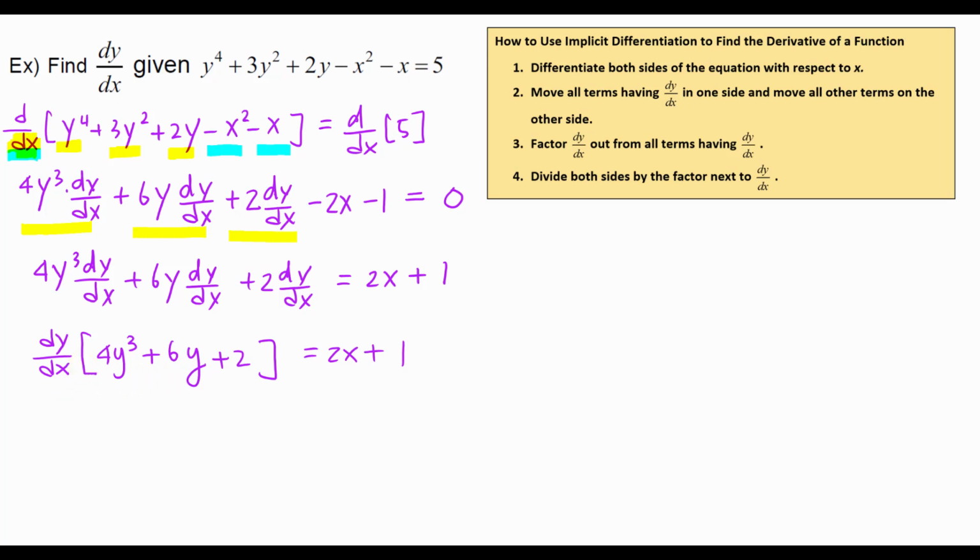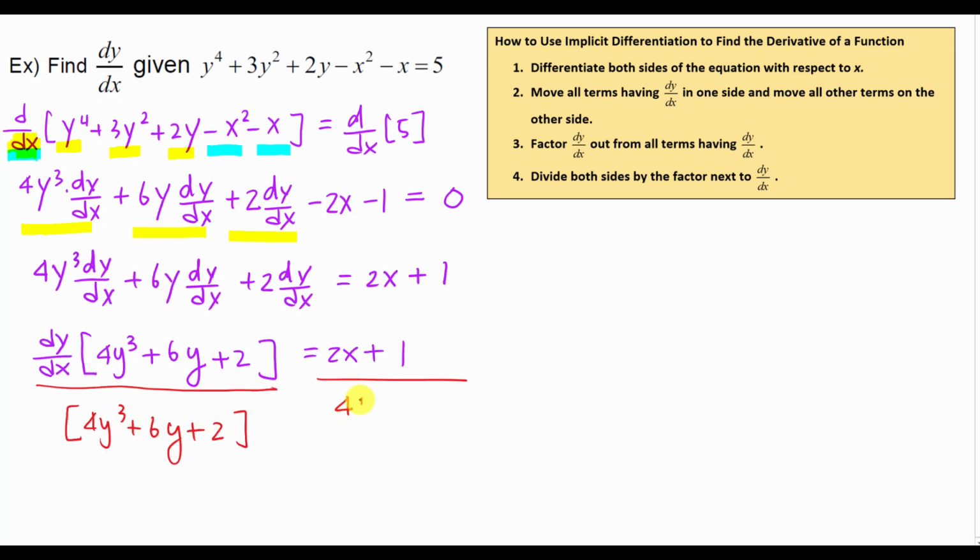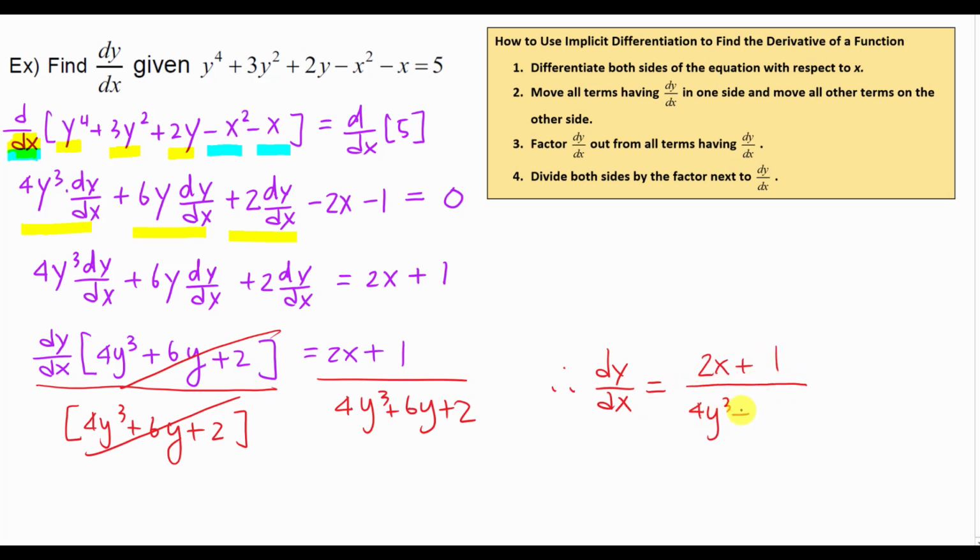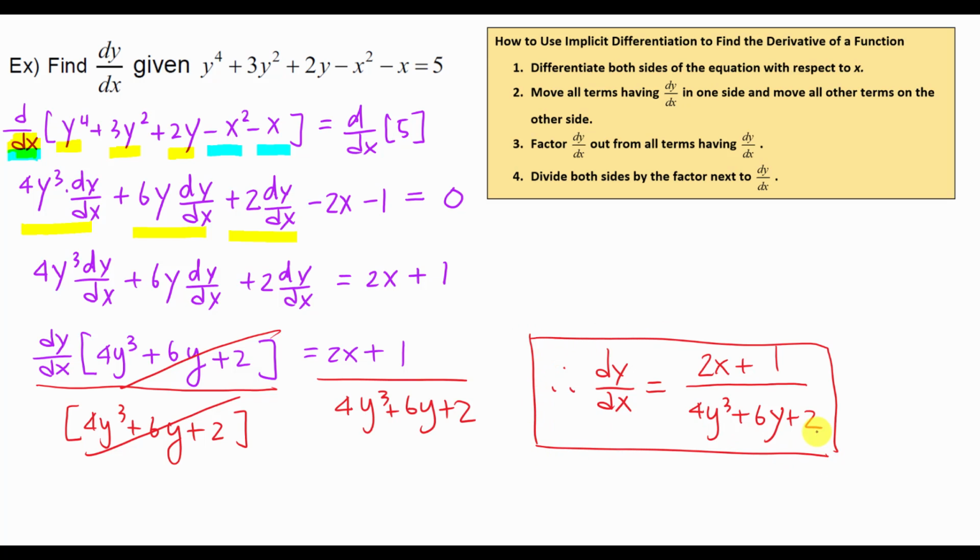So divide both sides by 4y to the third plus 6y plus 2, 4y to the third plus 6y plus 2. So these get canceled. And finally, your dy/dx is equal to 2x plus 1 over 4y cubed plus 6y plus 2. So you found the derivative of y. Not too hard now that you know how to do it, right?